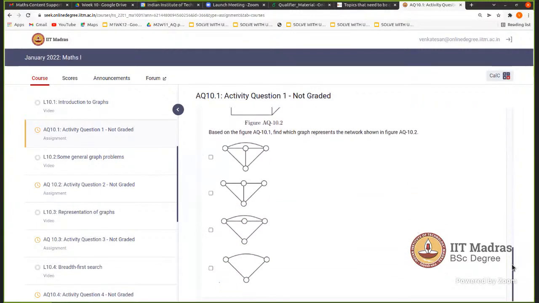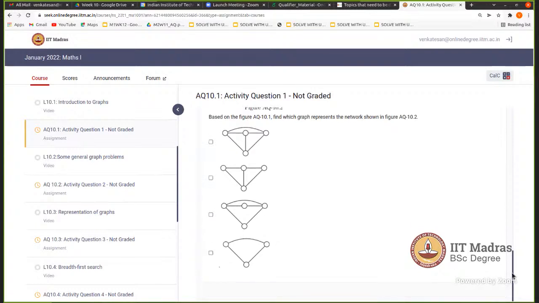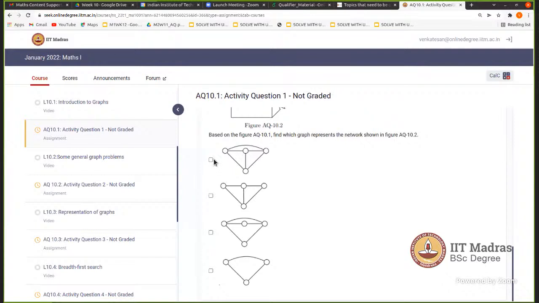From that itself, you see option B is false because option B has only 5 edges: 1, 2, 3, 4, 5. Only option 1 will satisfy the required condition.